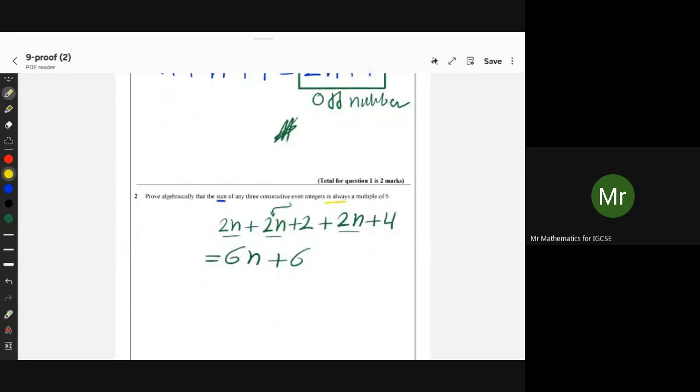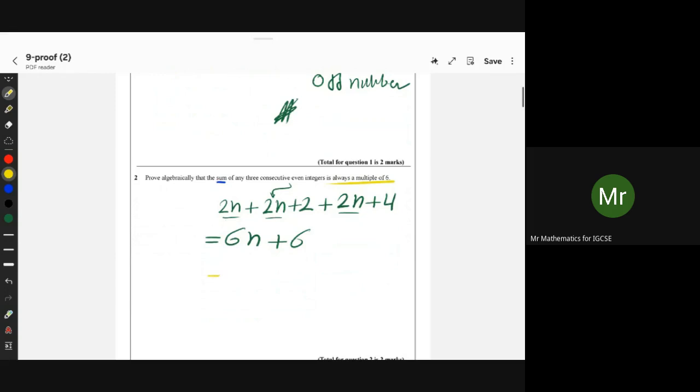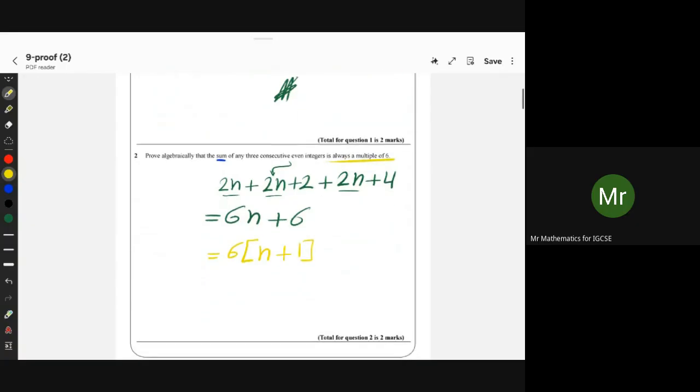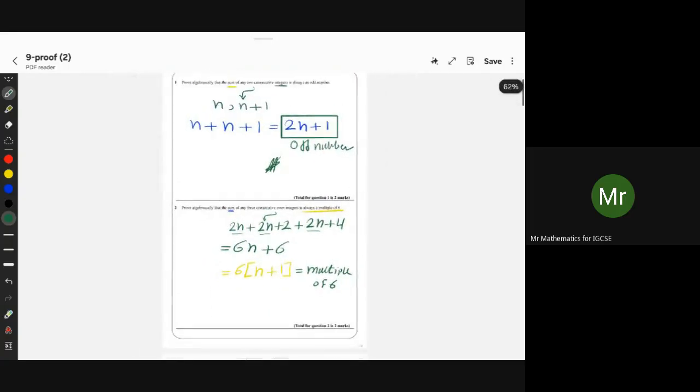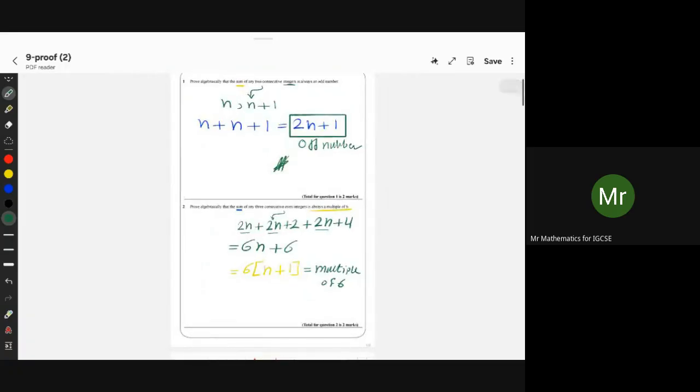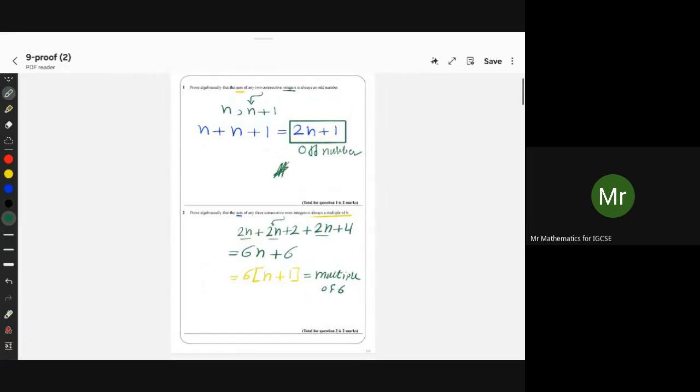We need it in the shape of a multiple of 6, so we have to take the 6 as a common factor. So we have 6 times n plus 1. We can factorize it by common factor. Now we have 6 multiplied by something, so here is a multiple of 6 for sure. Okay, here are number 1 and 2. If you want to copy, go ahead. If you have questions, tell me.